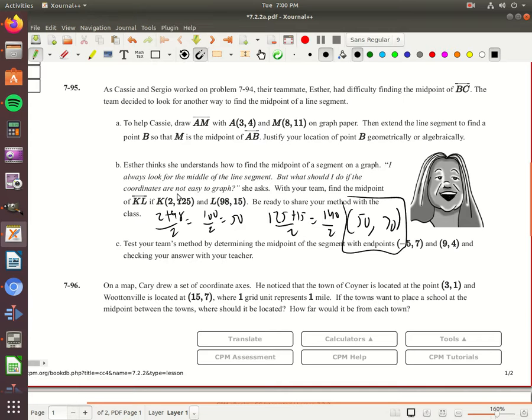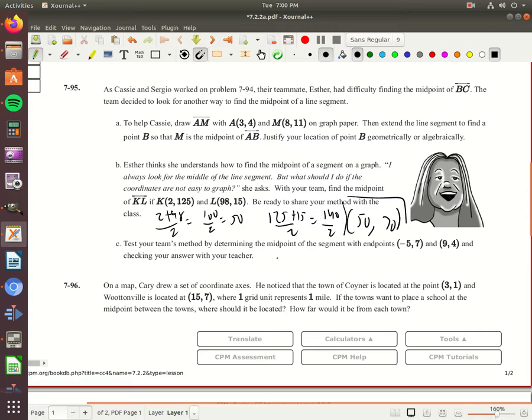So that would be the midpoint of this. Sometimes we ask for the midpoint, sometimes we ask for the endpoint. If they ask for the endpoint, we just double it. If they ask for the midpoint, we add together and divide by 2. So let's test this method to see the midpoint of this segment.